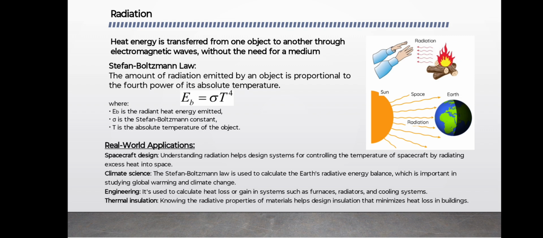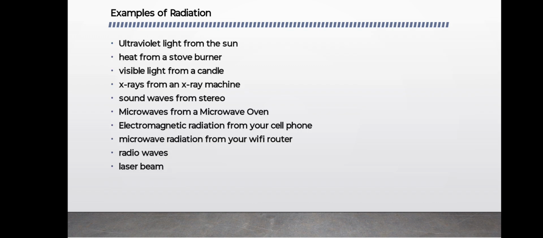In the real world, radiation plays a role in the following applications: spacecraft designs, climate sciences and engineering, thermal insulations, etc. Next, examples of radiation: ultraviolet light from the sun, heat from the stove burner, visible light from the candle. These are a few examples of radiation.